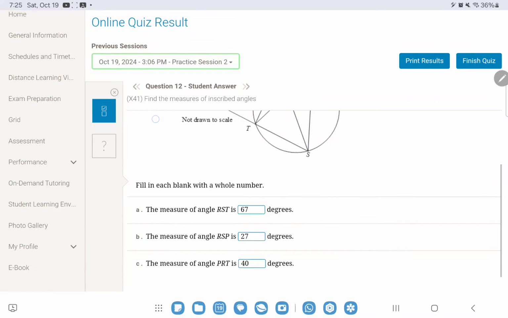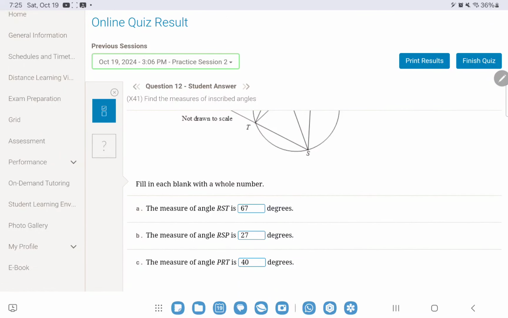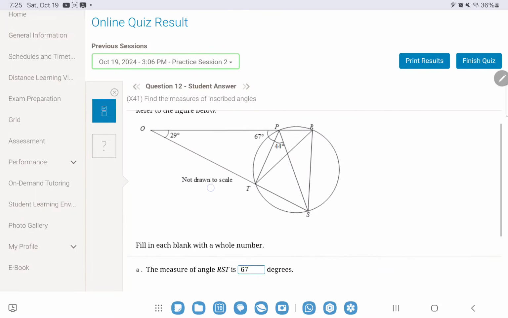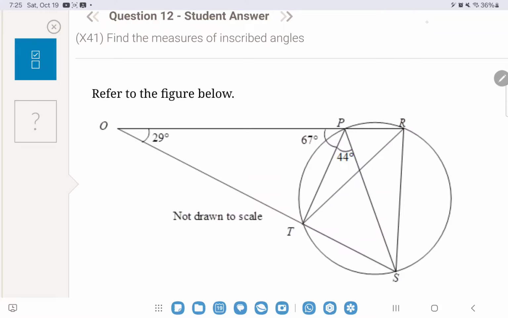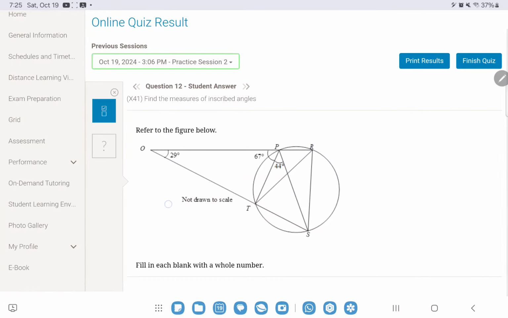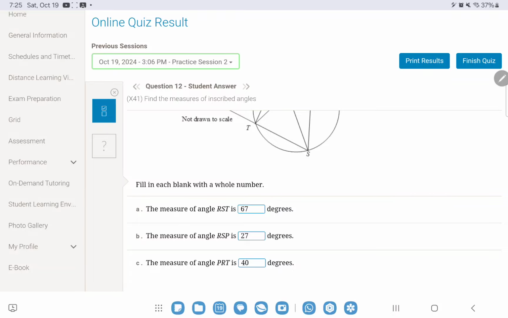Now let's move on to the next one. Okay, so let me write down what they want. RST, and they want RSP and PRT. Let's start with RST. Well, let's just find as many angles as we can. Wait, I forgot what they wanted. RST, RSP, PRT. Guys, let me just write it down on the paper before I forget it again. RST, RSP, and PRT. Okay, now I won't forget what they want.